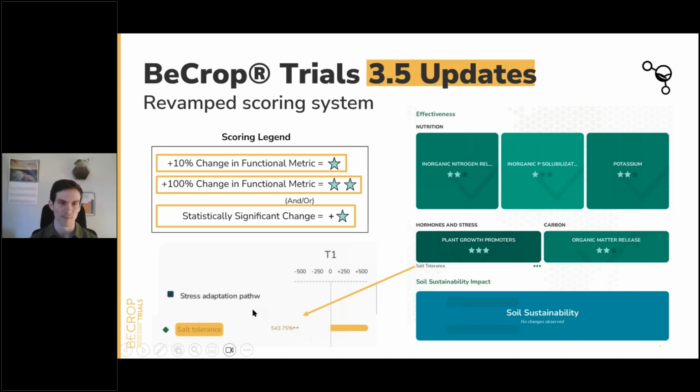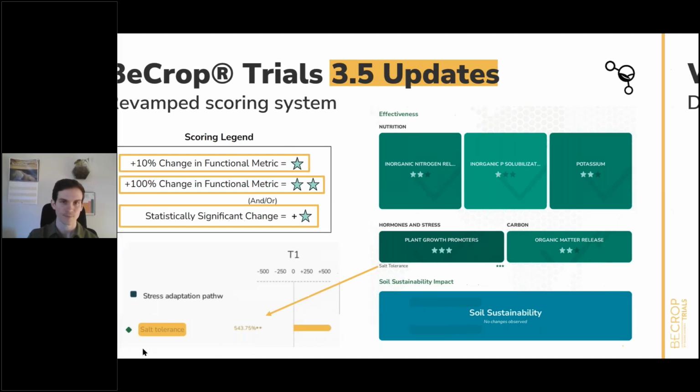But salt tolerance also earned 3 stars, and that's because it increased over 100%, actually 500%. So numerically a very high increase in this category. So that achieved the 2 stars, and then it also had a statistically significant increase. So that's what earned it the 3 stars overall.